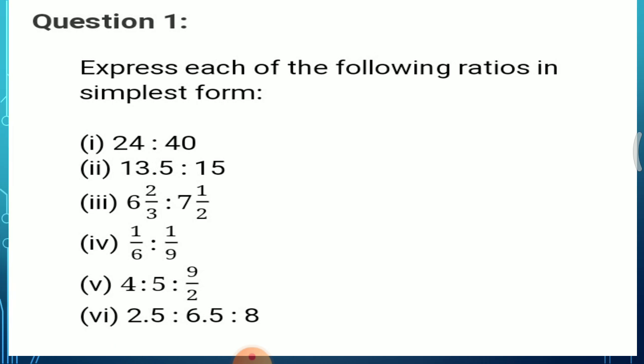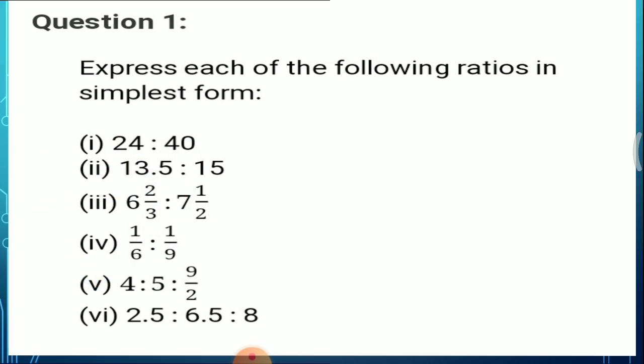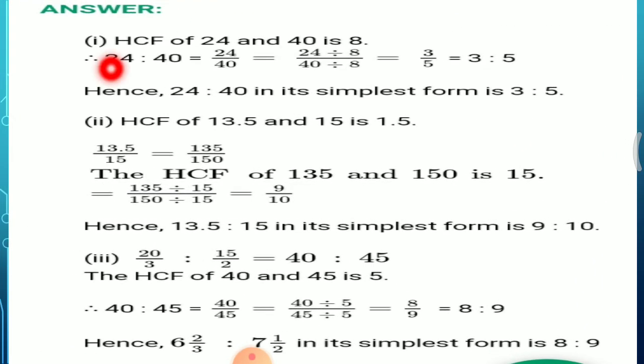Question number 1 is: express each of the following ratios into simplest form. Means change it into simplest form. 24 by 40. This is the slide for only the question, and in the next slide I will show you the answer. You see here 24 and 40. HCF of 24 and 40 is 8. Okay, so you divide this number by 8. 8 3s are 24 and 8 5s are 40. Means answer is 3:5.